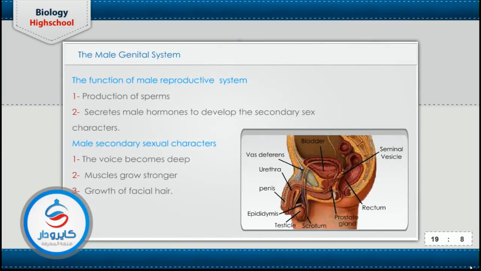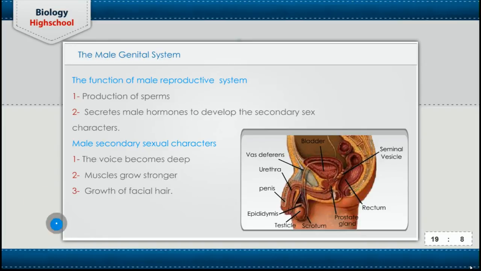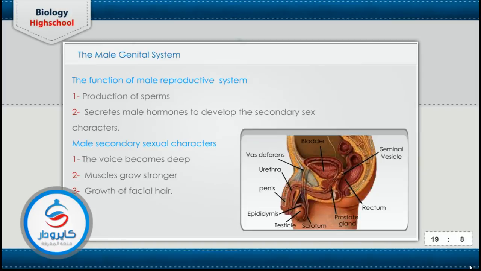What about the function of the human male reproductive system? The function of the testes, which act as the main organ of the male reproductive system, is the production of sperms and also the secretion of male hormones that are responsible for the appearance of the secondary sexual characters.